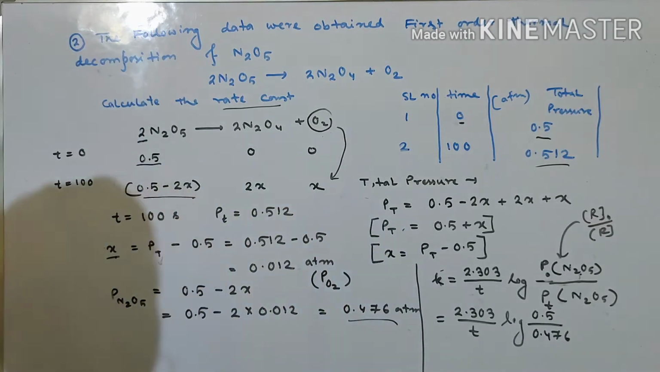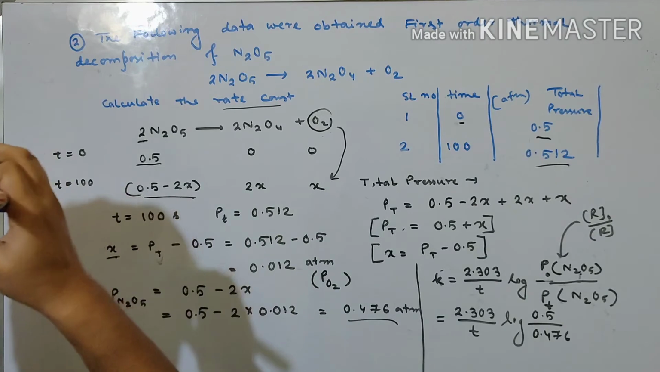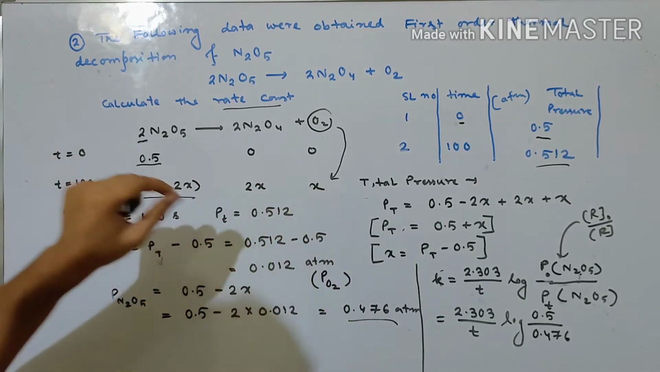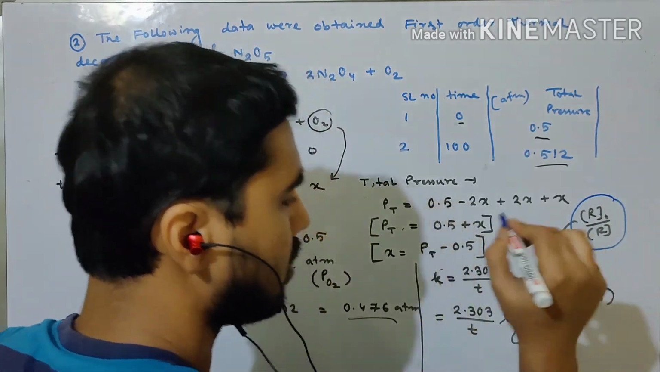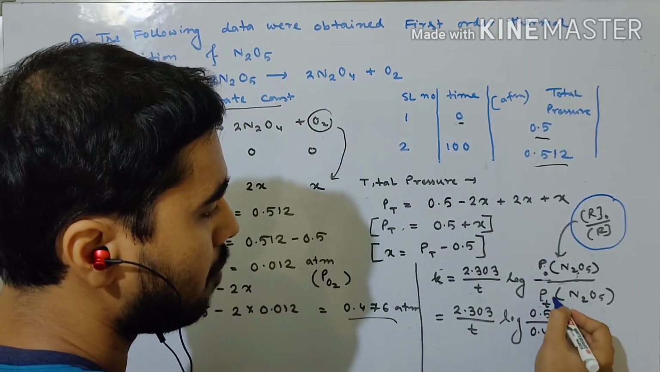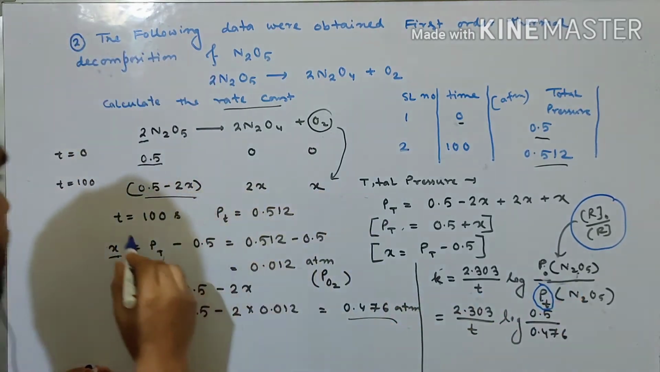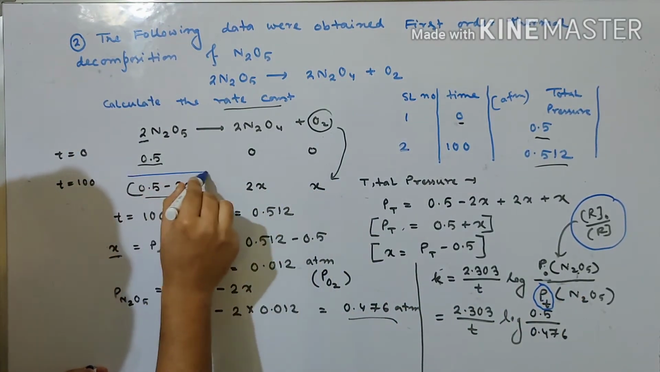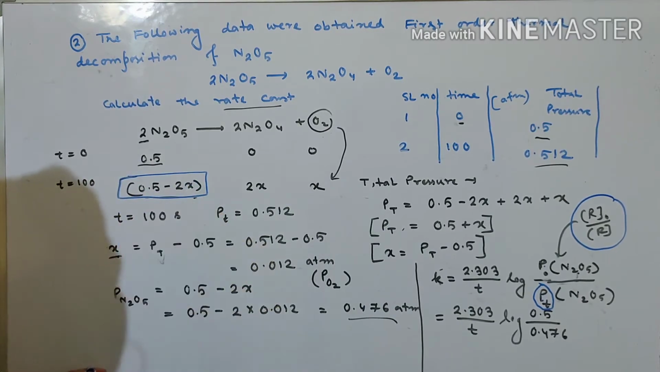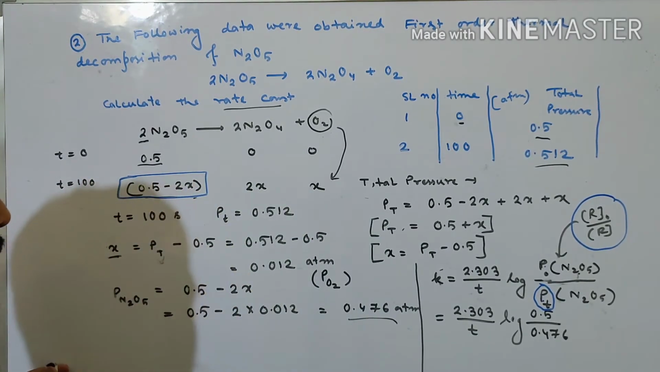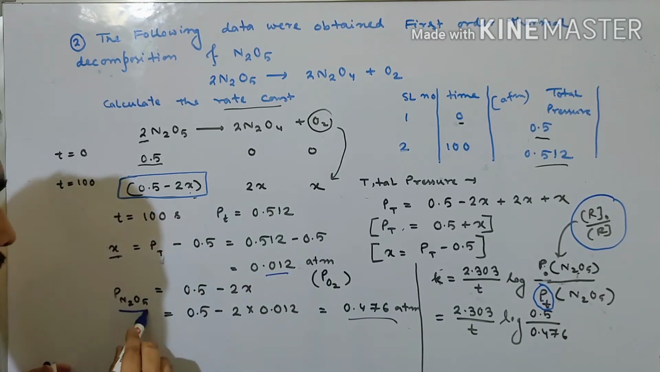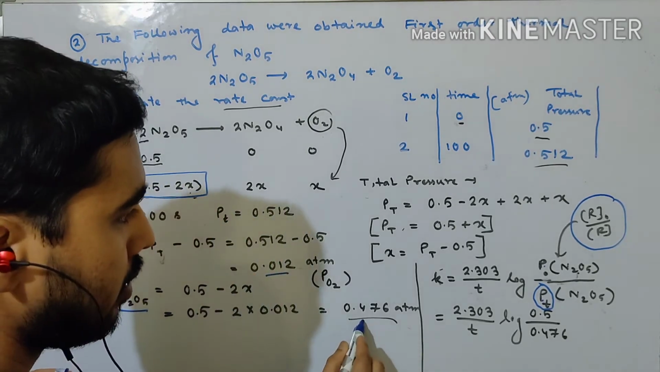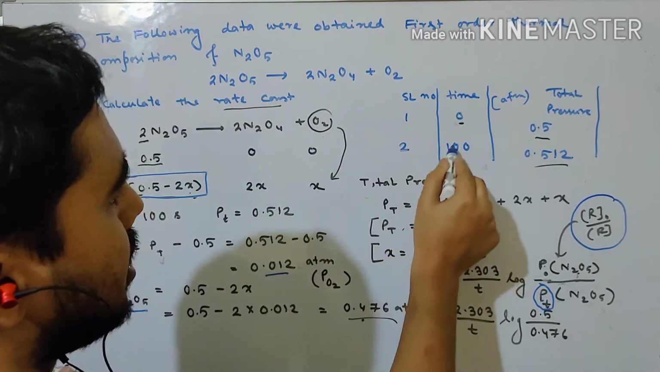Before getting the answer, let me tell you the process. We have tried to obtain the total pressure, because our job is to replace the concentration term by the pressure term. So we need to have the pressure PT, and PT is represented by this particular term, 0.5 minus 2x, as per the coefficients. For that we need the value of x, that we have calculated very carefully. So we are getting the value of pressure of N2O5 at time t, that means at 100 seconds.